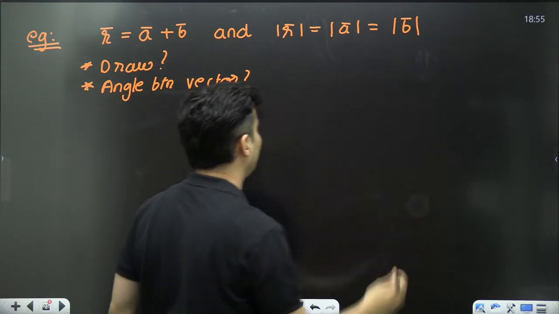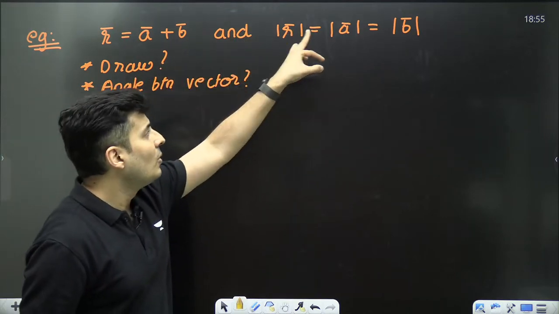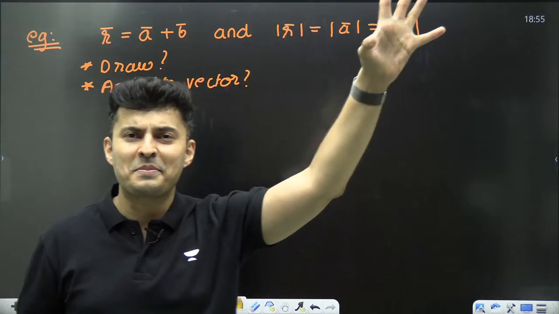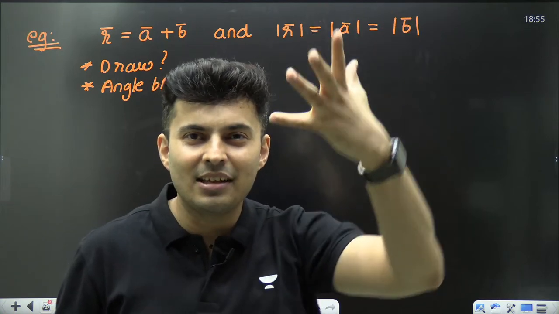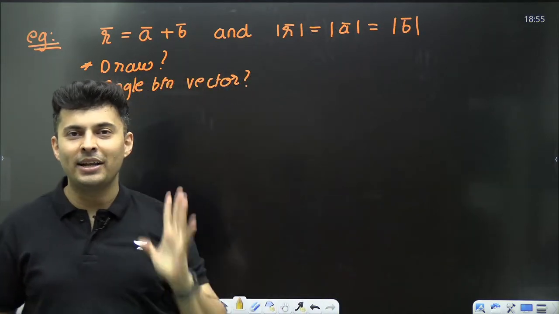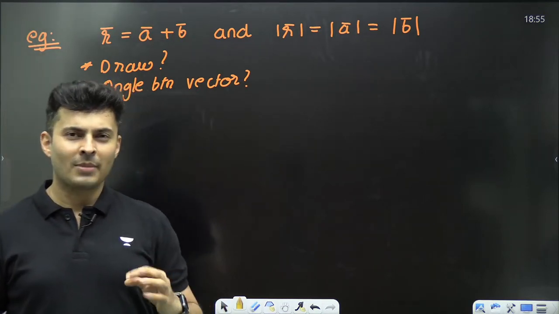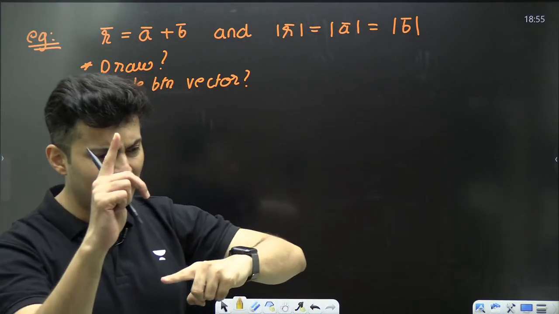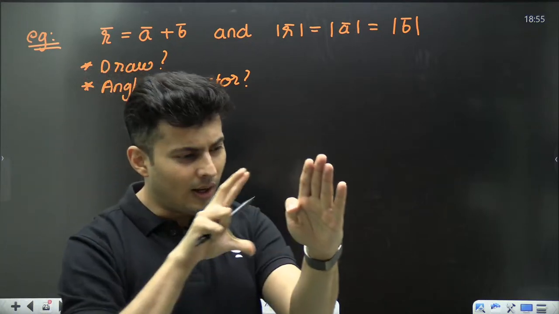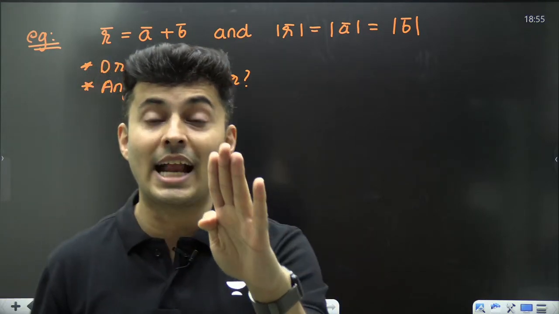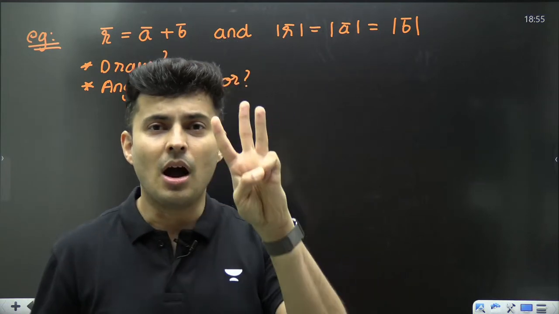Interesting, guys. Look at this. R's value, A's value and B's value is the same. Can you guys think what kind of a diagram geometry will it be? Post it in the chat section, guys, right away, right now. I need to start with A, go to B, get the resultant. All the three sides of the triangle are the same.